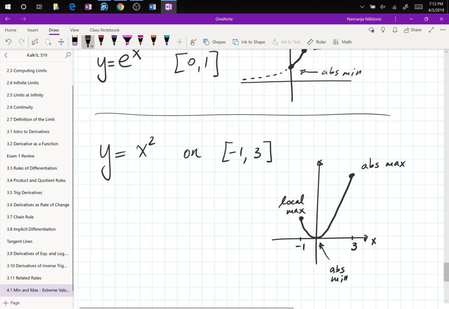What was your favorite? Was it ln or trig? Trig was your favorite, right?